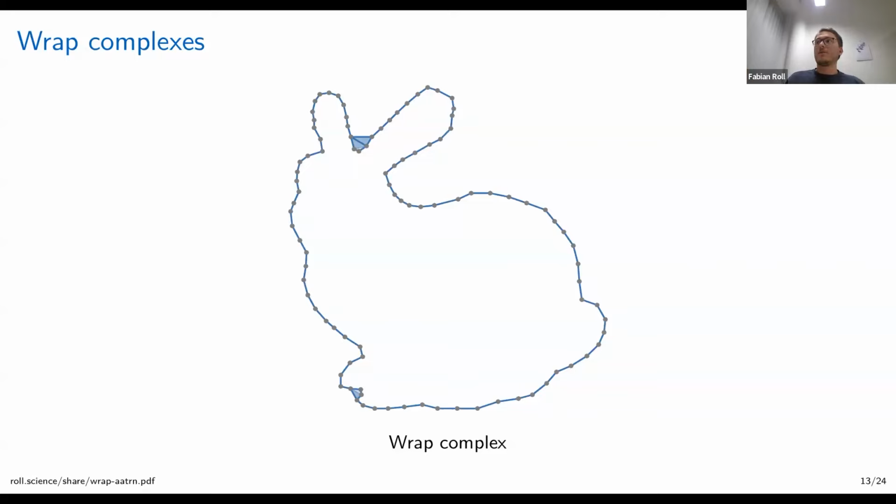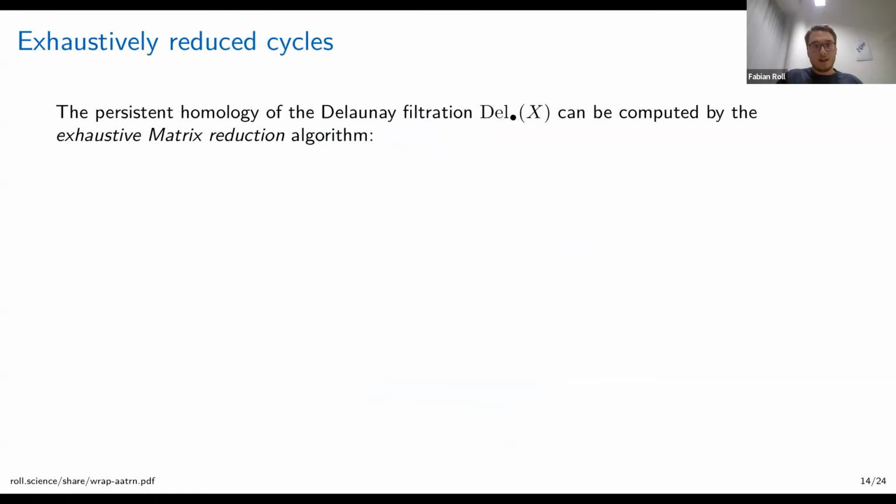I want to switch gears now a bit and tell you about another method for shape reconstruction that emerged, as far as I can tell, in the last years, which is homological in nature. And to this end, I want to briefly explain to you the exhaustive matrix reduction, and in particular the difference to the reduction I showed you at the beginning. So the exhaustive matrix reduction, also known as the total reduction, can also be used to compute persistent homology, in our case of the Delaunay filtration.